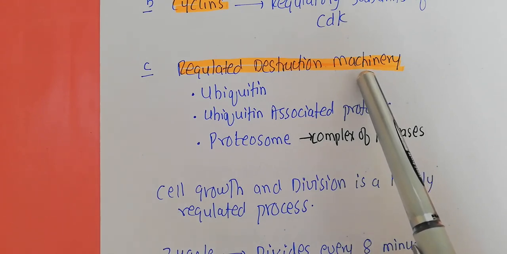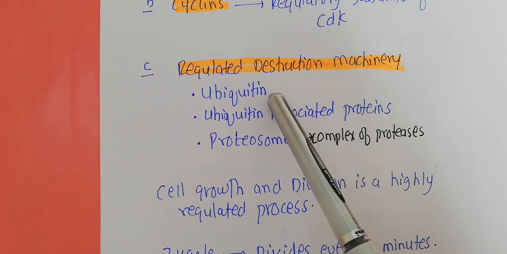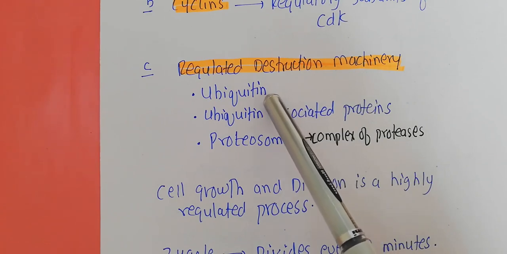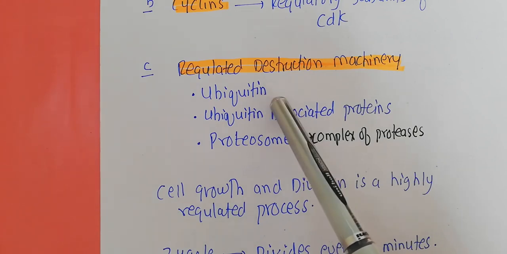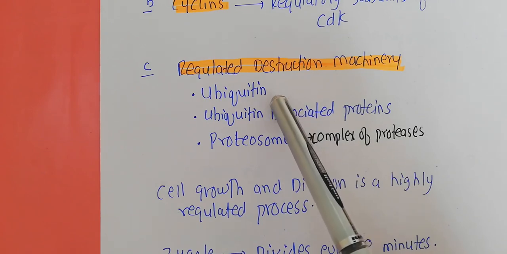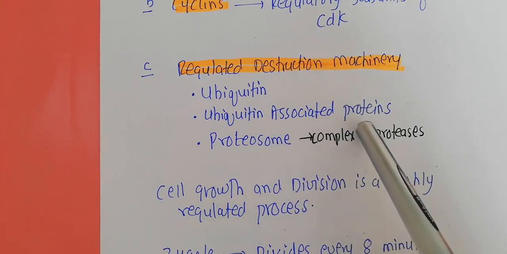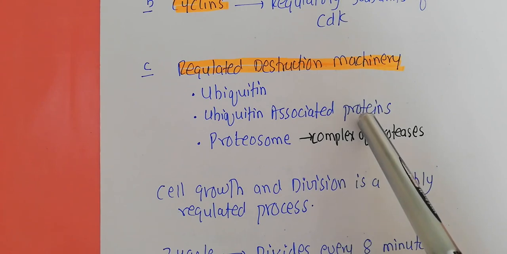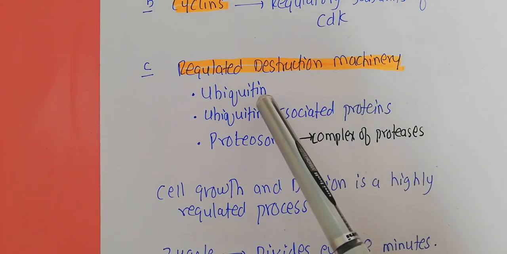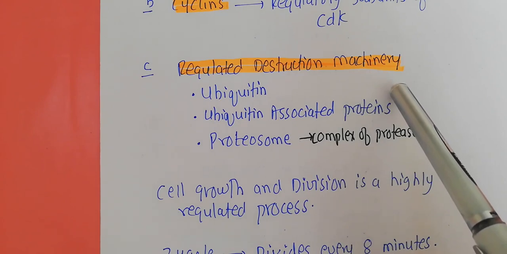If you look at the components of this regulated destruction machinery, you have got the ubiquitin protein. The name ubiquitin is derived from the term ubiquitous, because if you look at the quantity of this ubiquitin protein in a single cell, it is very high. Therefore, it is called the ubiquitin protein. You have got the ubiquitin associated proteins. These ubiquitin associated proteins are responsible for the attachment of this ubiquitin protein to those particular proteins which need to be degraded.